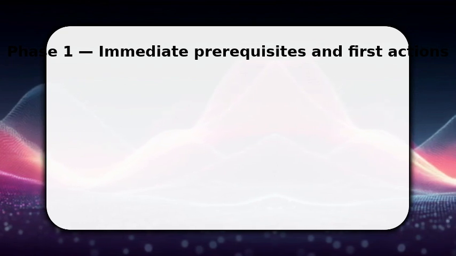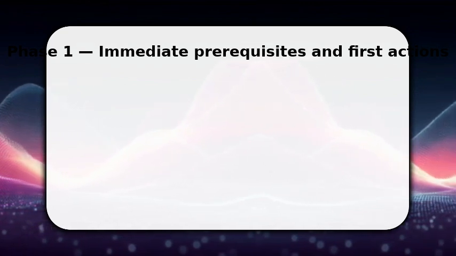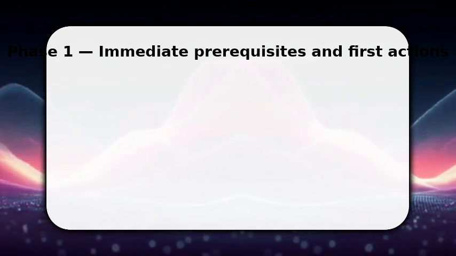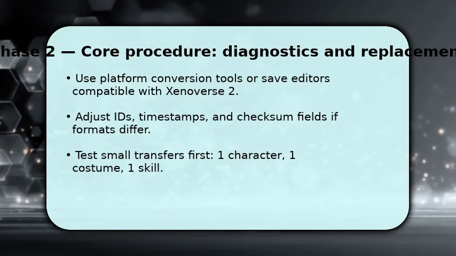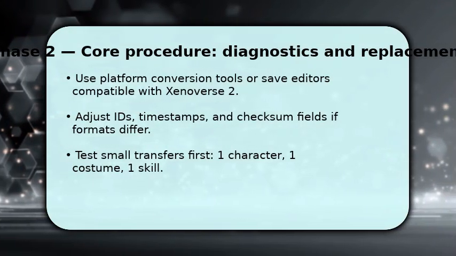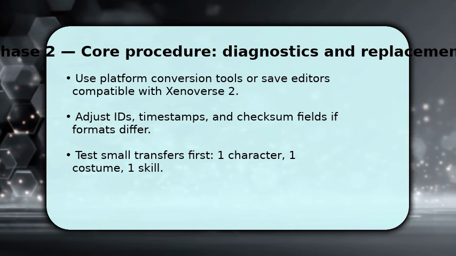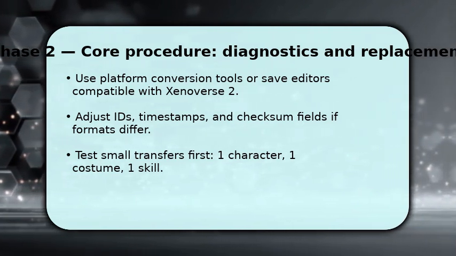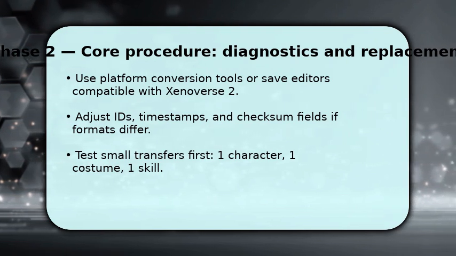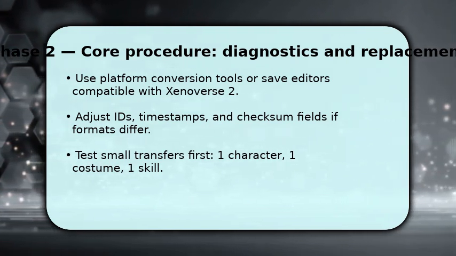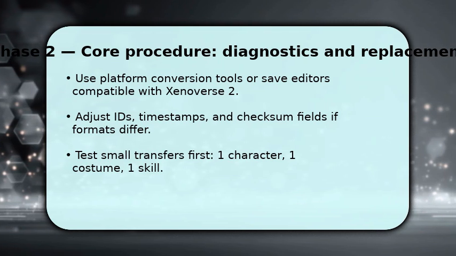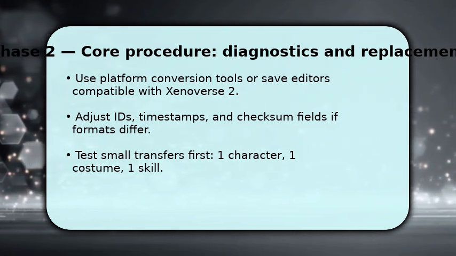You'll now convert, and if necessary, edit the save so the target system accepts it. Use a trusted Xenoverse 2 save editor or conversion tool to change platform-specific fields like user ID, timestamps, and checksum, because formats vary. Once converted, validate file integrity and fix any mismatches. Editors often recalculate checksums automatically, but confirm.